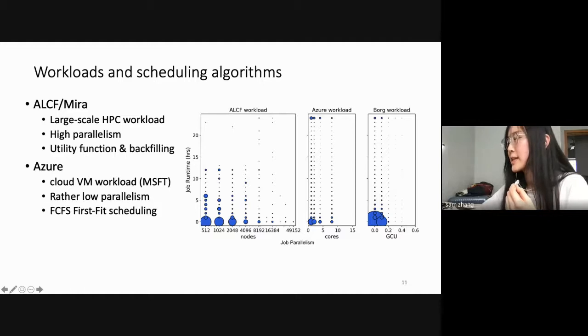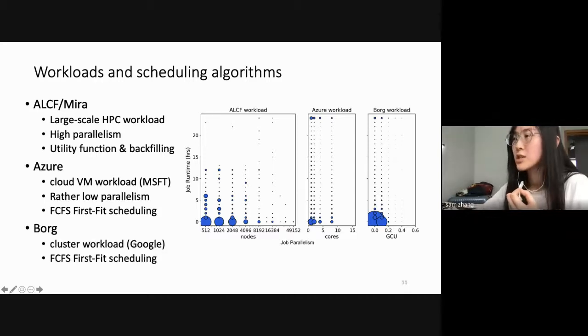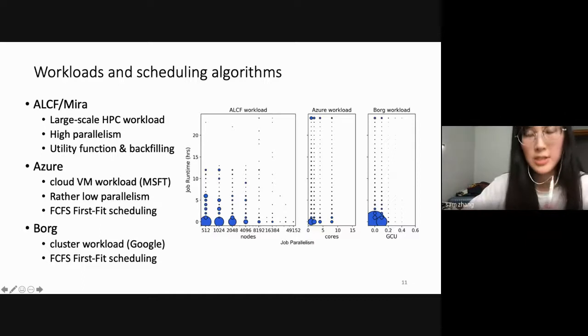The second is the Azure workload from Microsoft, a workload of cloud VMs. If we look at the job attributes figure in the middle for Azure, we can see that the maximum goes to 8 cores, so it's rather low parallelism, but some have longer runtimes. We use first come, first serve, first fit scheduling for Azure. And similarly, we have Borg, a cluster workload from Google. It has even smaller parallelism compared to the Azure workload, and we use the same scheduling algorithm.